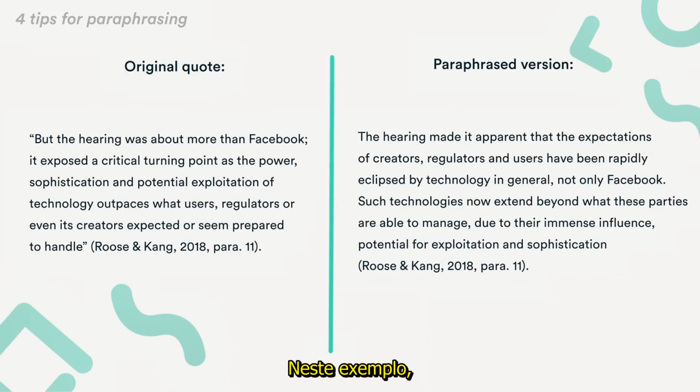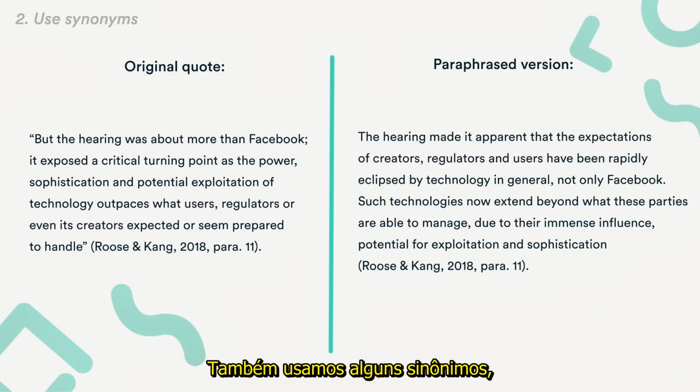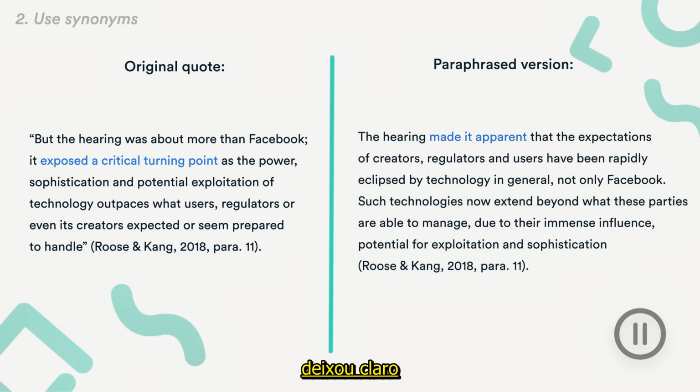In this example, you can see we've applied the 4 tips. First, we introduce the context followed by the last part of the original sentence, which is the expectations of creators, regulators, and users. We also use quite a few synonyms, such as exposed a critical turning point, made it apparent, outpaces, rapidly eclipsed, power, immense influence.